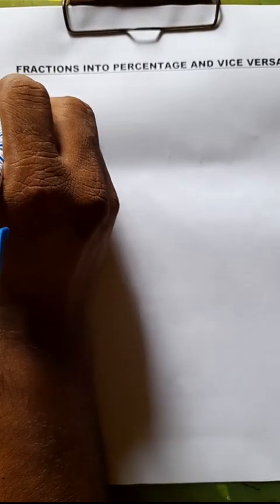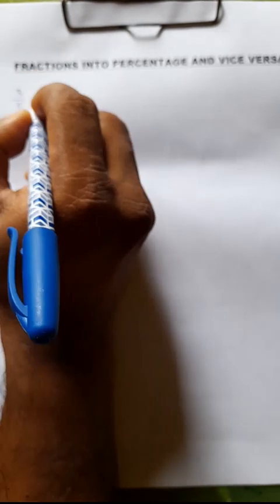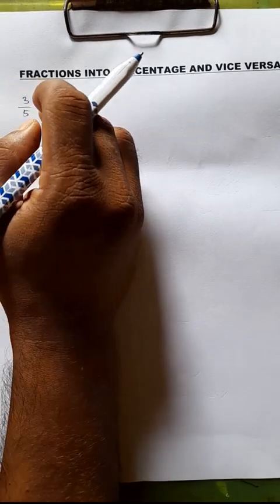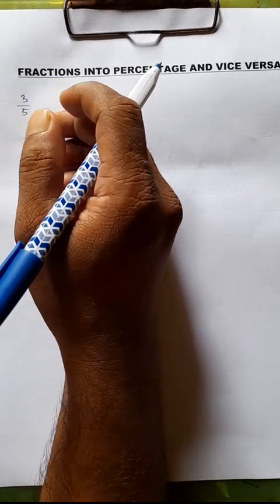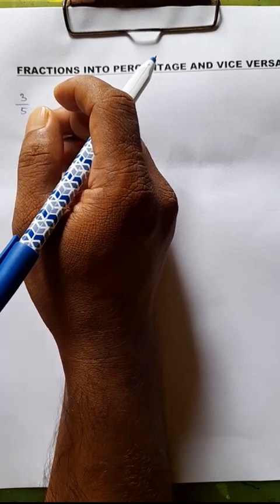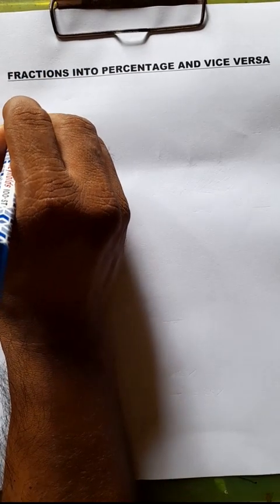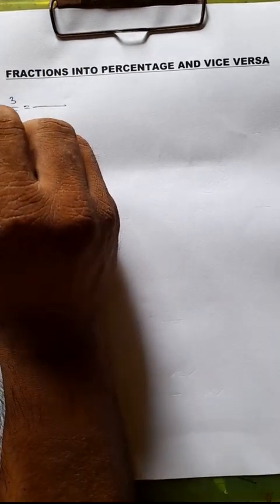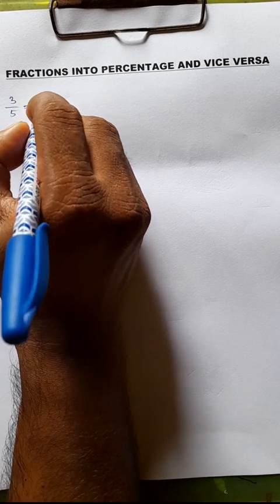Say you are given a fraction like 3 by 5. How will you convert this into a percentage? Now we have already learned that a percentage is a fraction whose denominator is 100. So we will make this denominator 100.